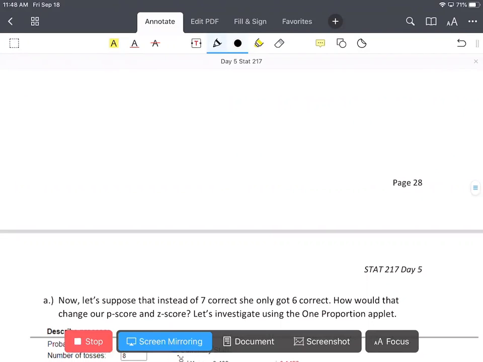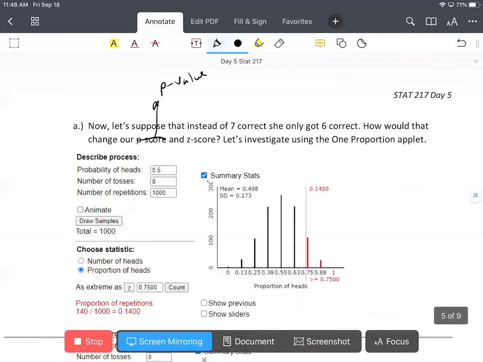Now, let's suppose that instead of 7 correct, she only got 6. How would that change our p-value and z-score? We're going to investigate it using the one proportion applet. You can look at mine and then try your own. This is not something you have to turn in, but I do suggest doing it on your own also, just to make sure you're comfortable with these.